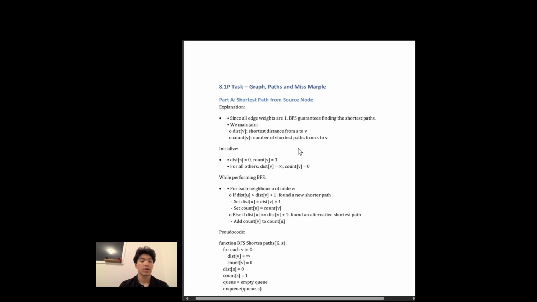Hi, my name is Matt, and this task focuses on the solution for the L1P task, which involves graph paths for Miss Marple, which is finding the shortest path using an algorithm.